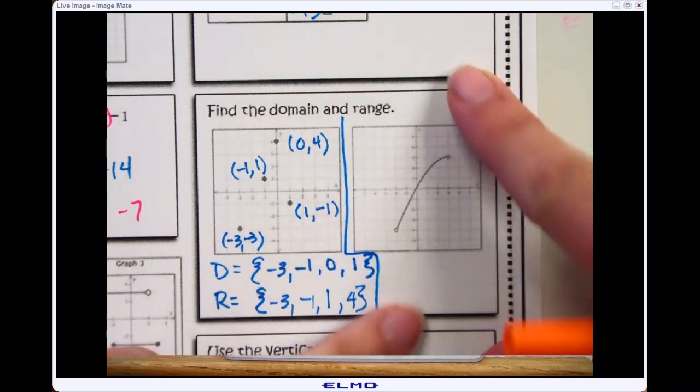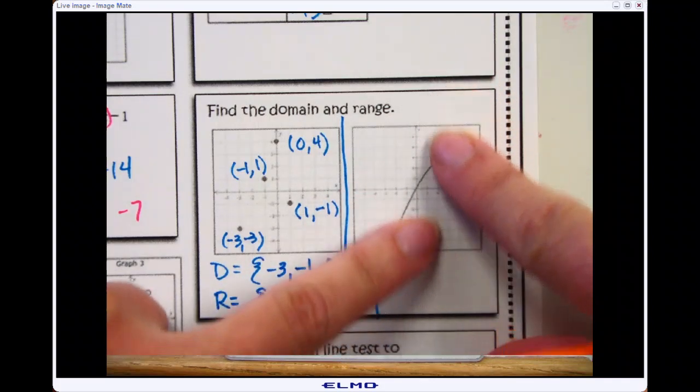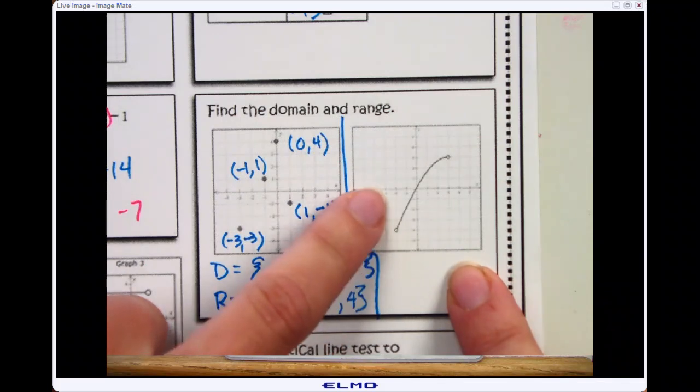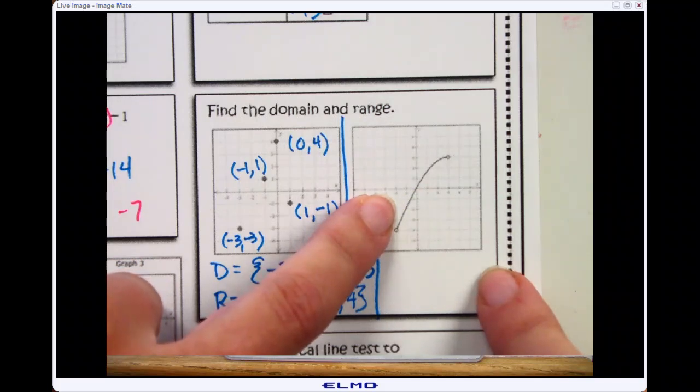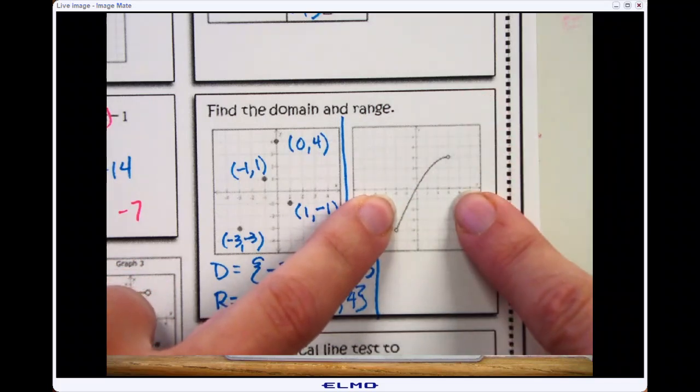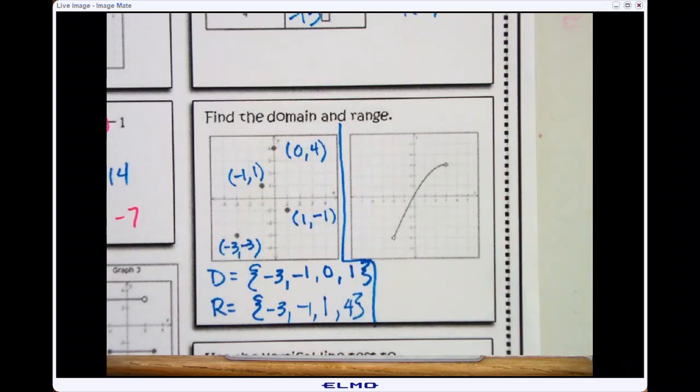Okay, because domain is x, right? So if I were to squish this onto the x-axis, what would the smallest number be? Negative 2. What's the biggest number? All right, you guys learned interval notation yesterday, right? This is where we're going to start applying it.